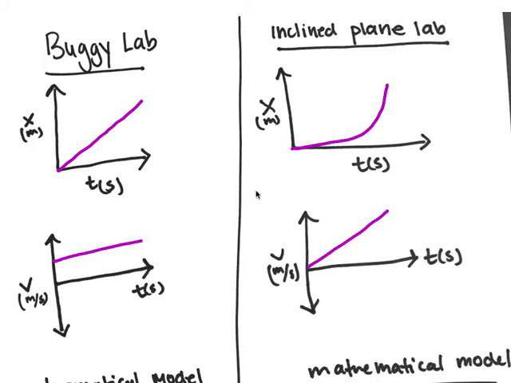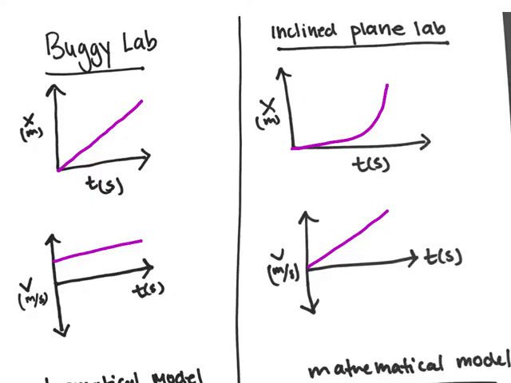So for the buggy lab, we see a line on our position time graph that has a constant change in its position. What that means is that it is changing its position at the same rate. If for every second that passed it increased its position by 2 meters, then we would say that its velocity was a constant 2 meters per second.